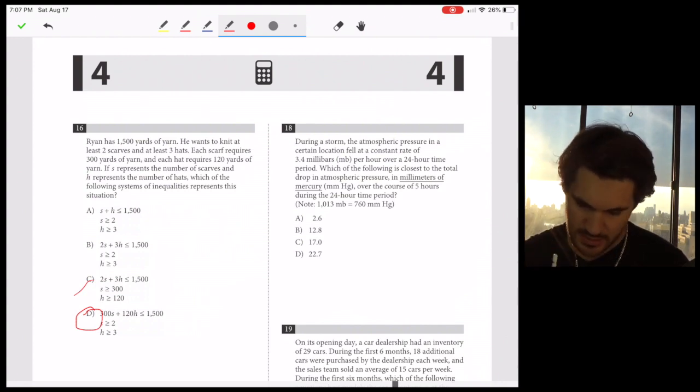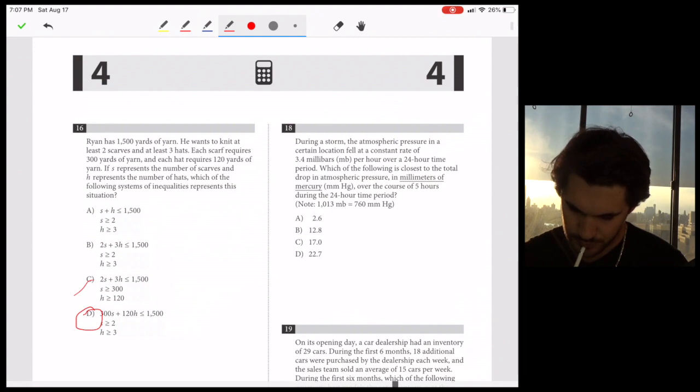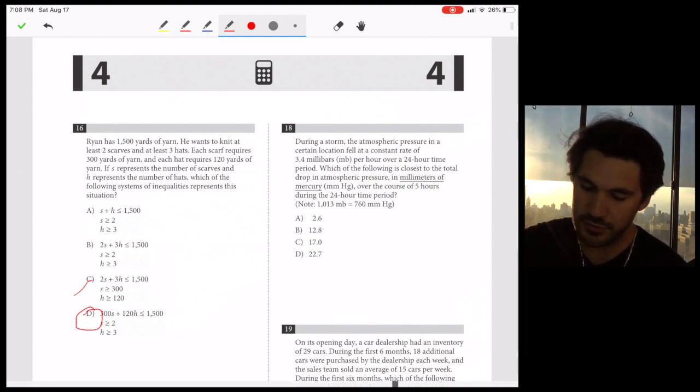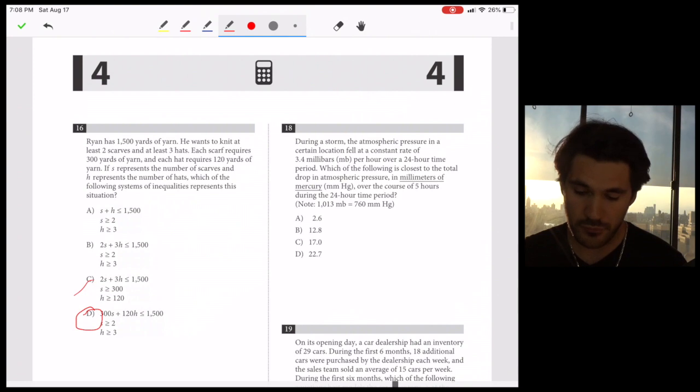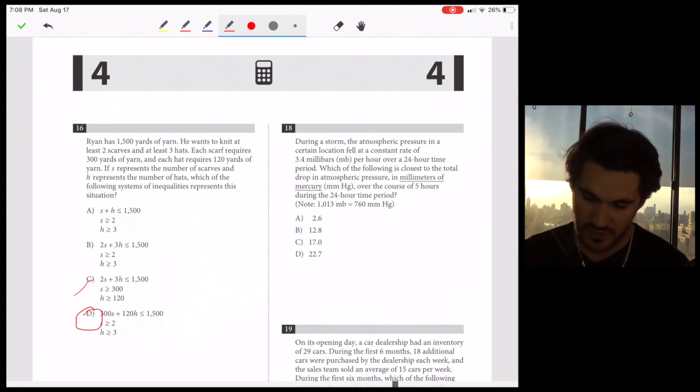Okay, 18, something about a storm. During a storm, the atmospheric pressure in a certain location fell at a constant rate of 3.4 millibars per hour, interesting unit of measurement, over a 24-hour time period. Which of the following is closest to the atmospheric pressure change in millimeters of mercury over the course of 5 hours? And we're told that 1013 MB is 760 millimeters.